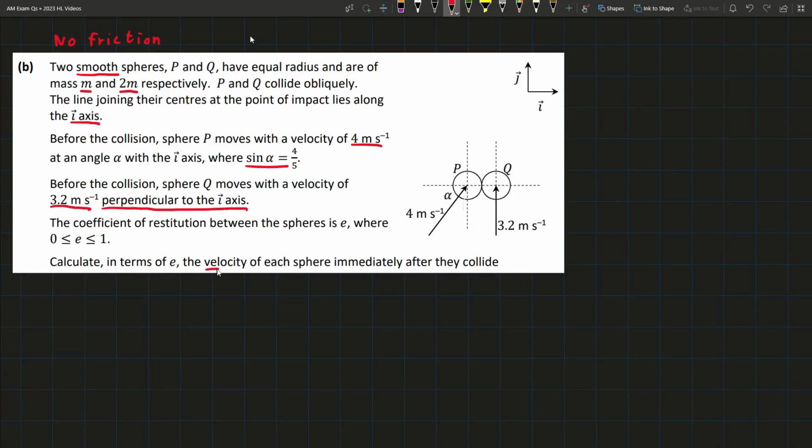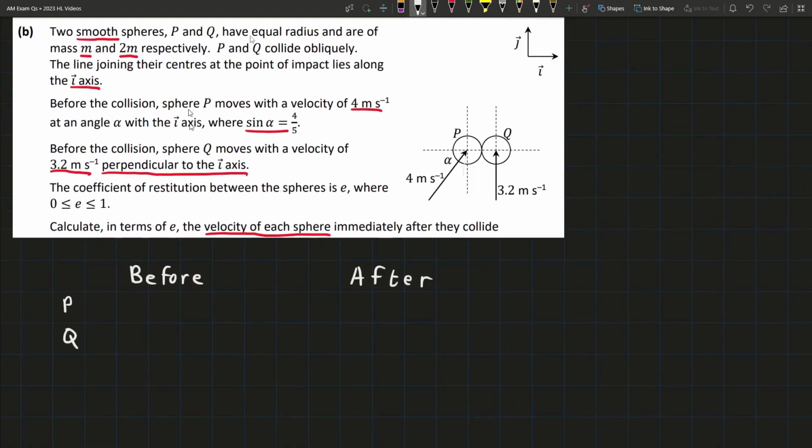Now we need the velocity of each sphere. So usually what I'll do is I'll draw a little table. So let's have a look. So for Q, well, we know it's 3.2 meters per second and it's perpendicular to the y-axis.